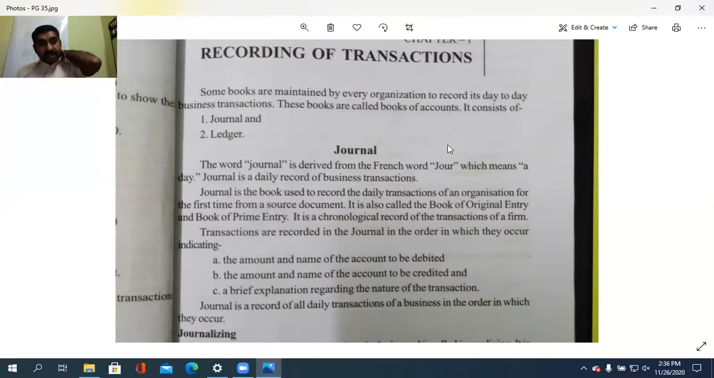So the journal is a book that is used to record the daily transactions of an organization for the first time from a source document. It is also called the book of original entry or book of prime entry. It is a chronological record of the transactions of a firm.